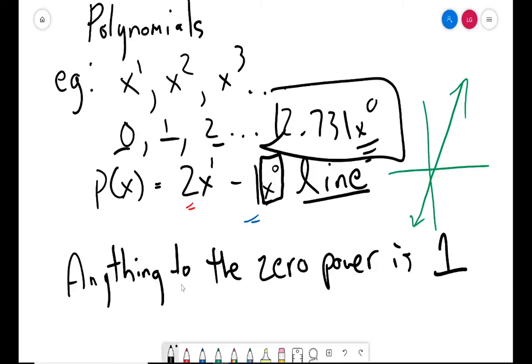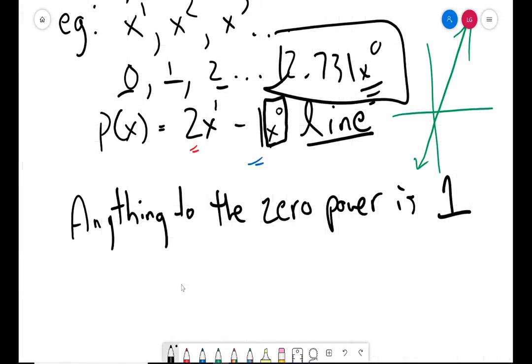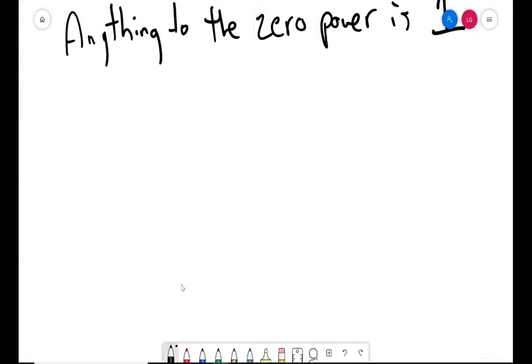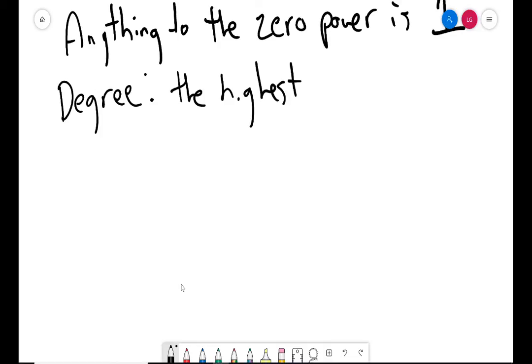Now that's very different than saying 2.731x to the first, right? That there x does matter. If x is 1, if x is 2, if x is 7.6, matters, right? So we have polynomials, and they're a major part of what we're doing here. Couple of concepts to think about. The first is degree. Okay, degree is the highest exponent or power in the polynomial.